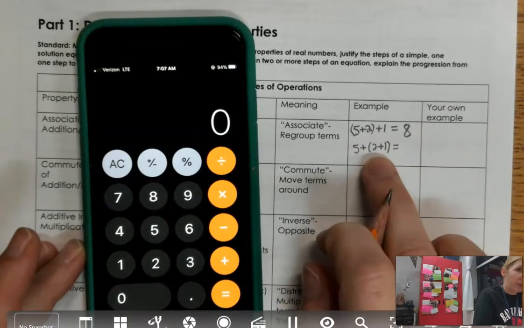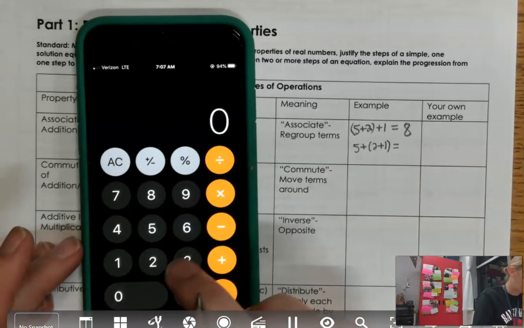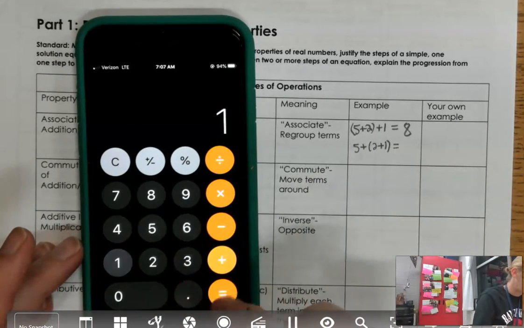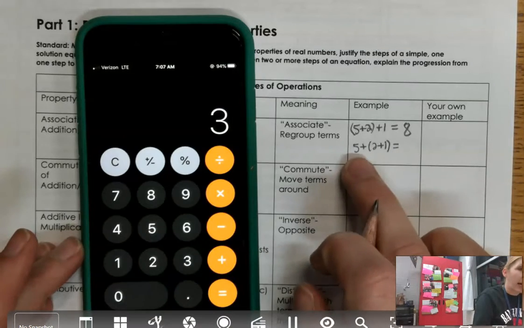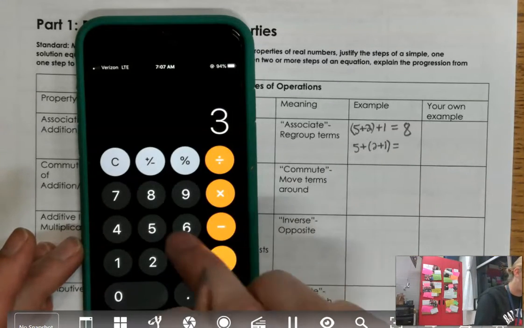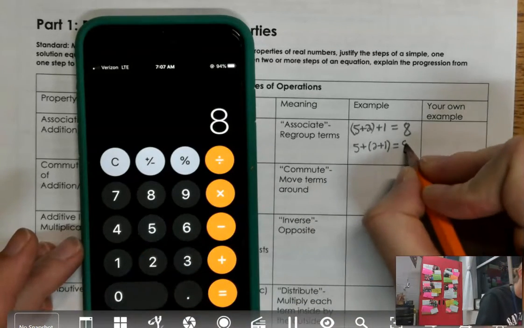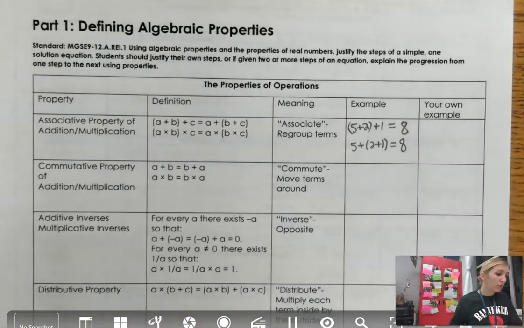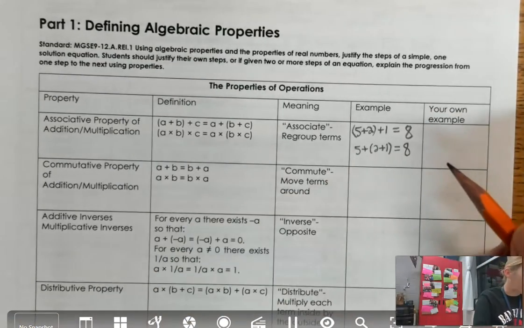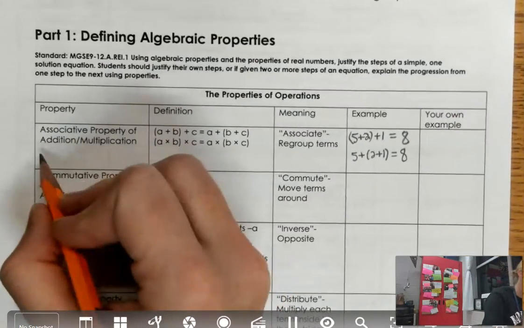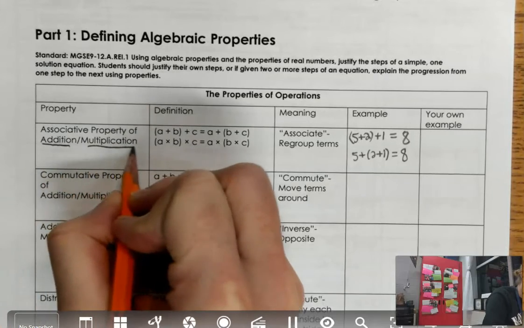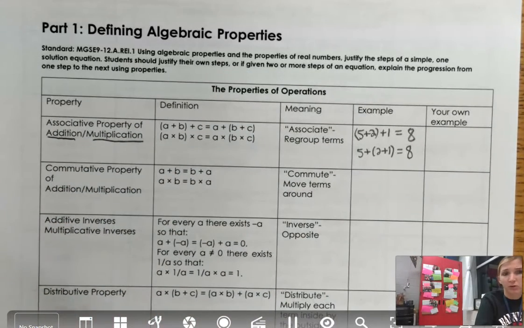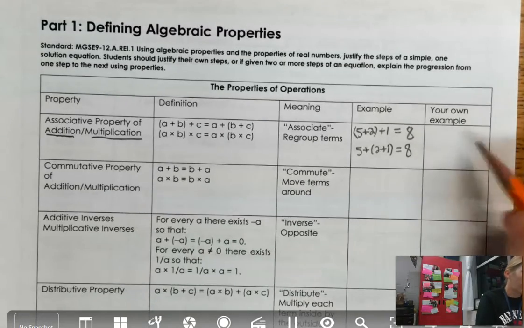All right, for this next one, I would do this parentheses first. So I would do 2 plus 1 first. And then I would add 5 and 3. So 5 plus 3 is going to give me 8. So I can move the groups around, and it would be the same thing. The same is true for multiplication. So it works for addition and multiplication. Notice the operations that are left out. It doesn't work for subtraction or for division. The order matters there.